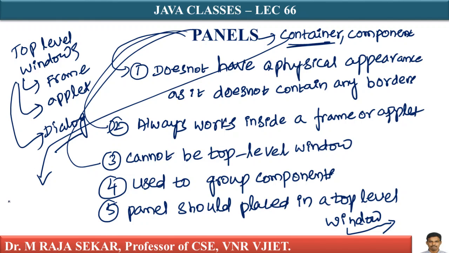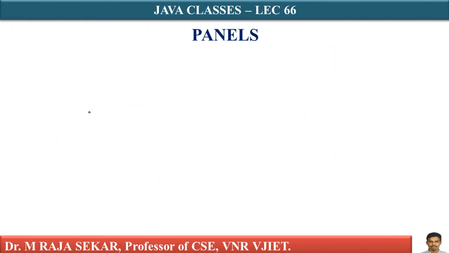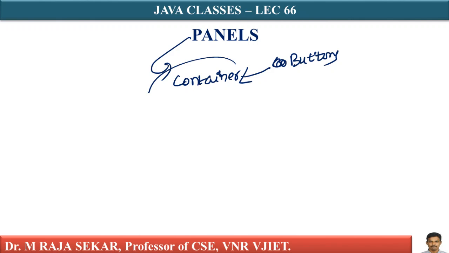As a container, we can add buttons. A button is a component, isn't it? We can add buttons to a panel. Therefore, a panel is a container which contains buttons. Therefore, we can add buttons to a panel, and as a component, we can add the panel. You can treat a panel as a container because I can keep components like buttons in the container.